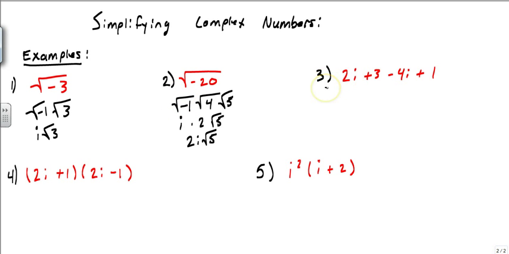Number 3 is just collecting like terms. This just shows you that just like if this were 2x plus 3 minus 4x plus 1, we do the exact same process. We're going to combine like terms, in this case the x's, and we're going to combine the numbers. Same thing here. We're going to combine the negative 4i and the positive 2i because they both are attached to an imaginary number. That's going to give me negative 2i. And then I'm going to combine the whole numbers, 3 and 1, and get plus 4. And that's it.